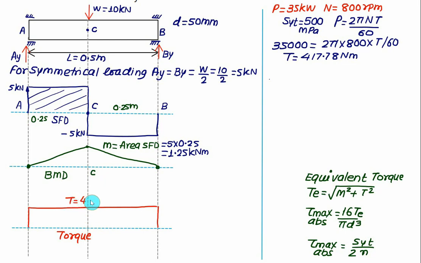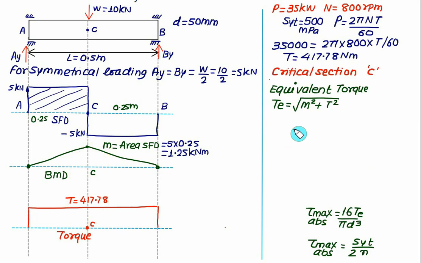This torque remains constant from B to A, and this value of torque is equal to 417.78. So we'll find the critical section is coming out to be at point C. At point C we have the maximum value of the bending moment as well as the maximum value of the twisting moment.